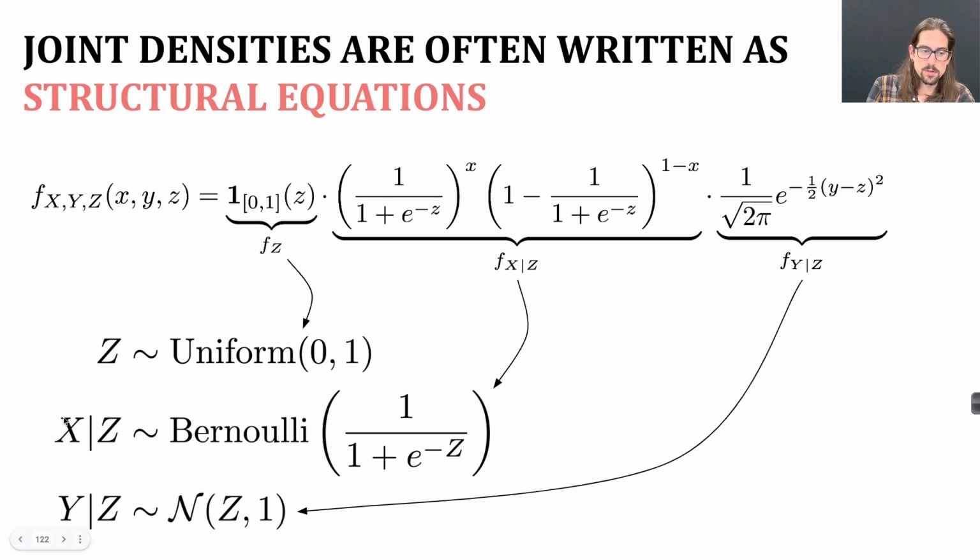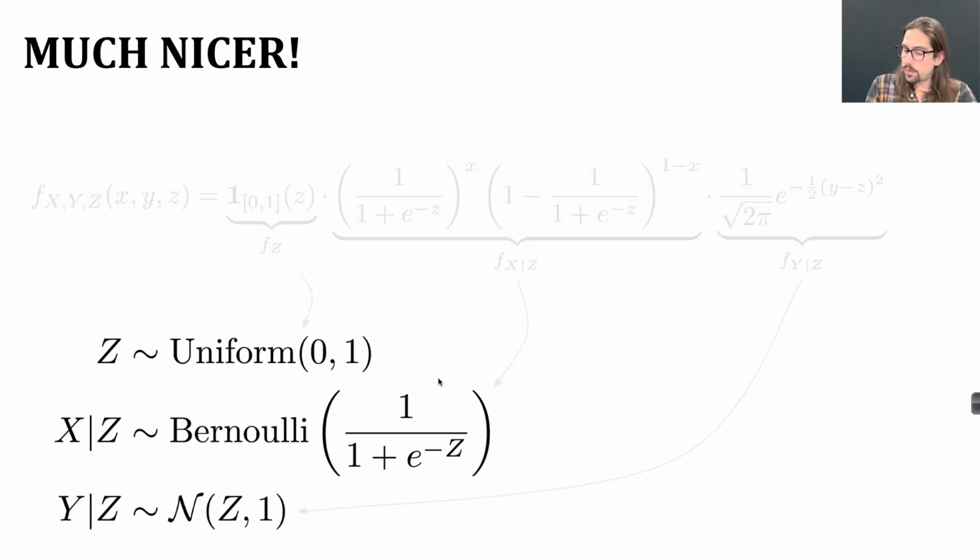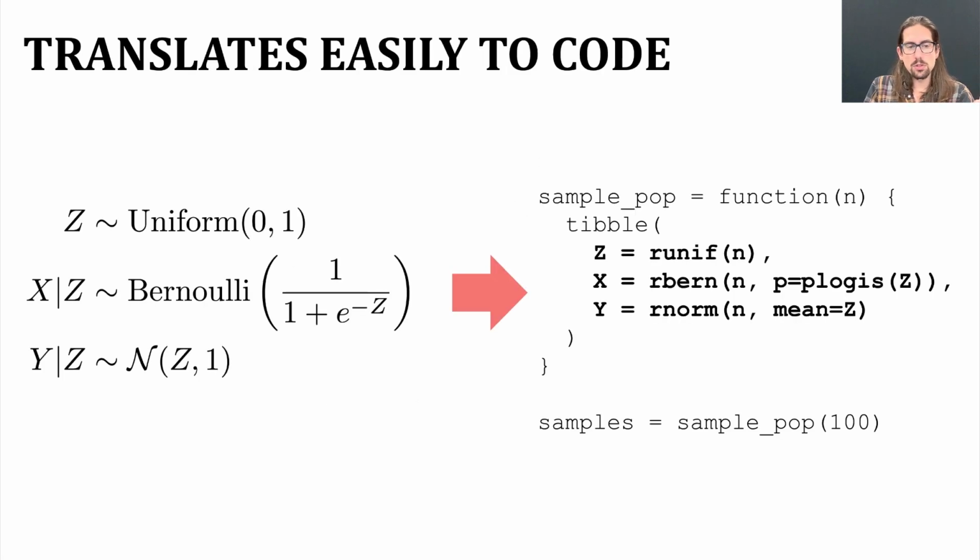So based on the value of z, I compute x, and then based also on the value of z, y is a normal distribution that has mean equal to z and standard deviation 1. I don't know about you, but I think this is a lot nicer to read, and it also translates much more immediately to code.